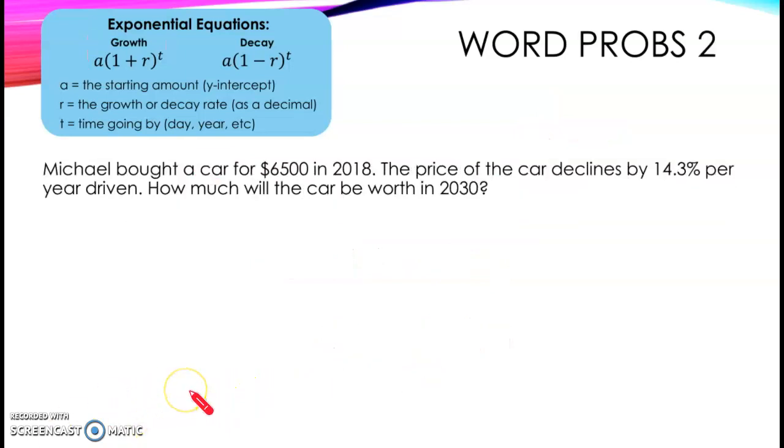We'll do one last example here. Michael bought a car for $6,500 in 2018. The price of the car declines by 14.3% per year driven. How much will the car be worth in 2030? So first of all, what type of exponential problem is this? Is it a growth or is it a decay? And the key word here is declines. And so that means it's going to be a decay problem. So we're going to use the one with the subtraction symbol there.